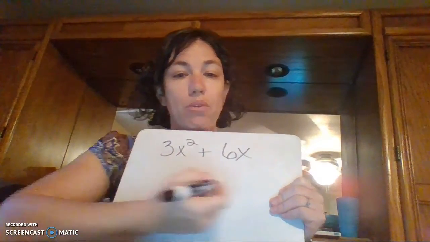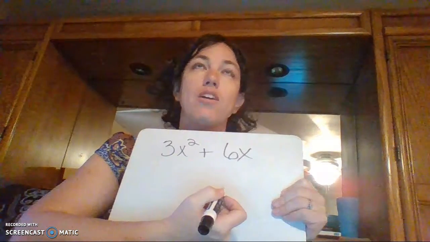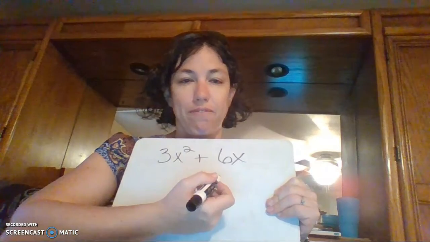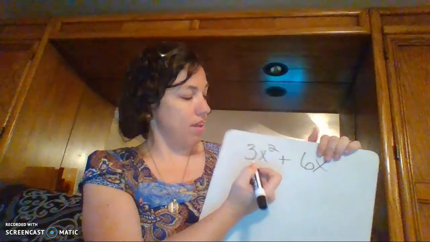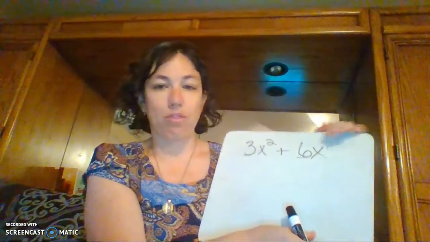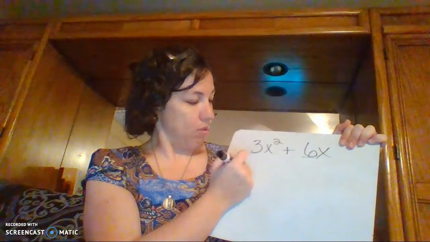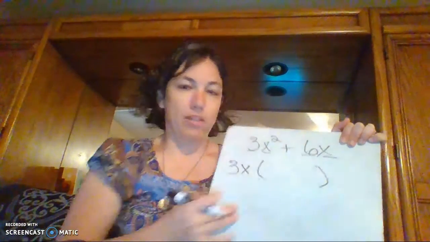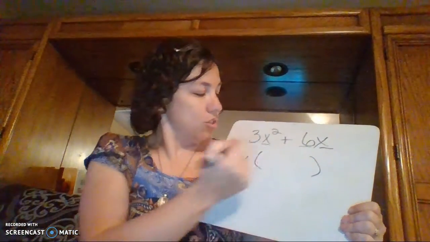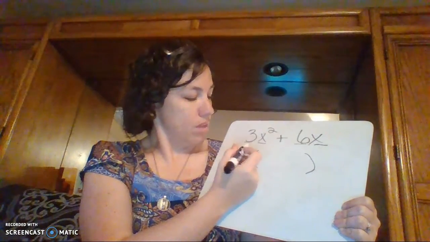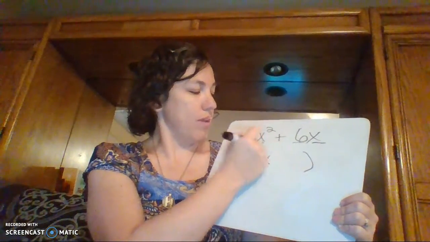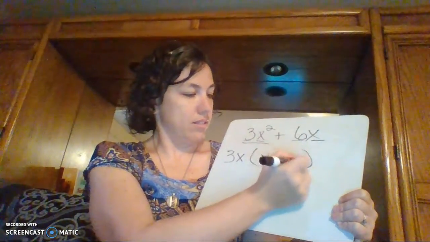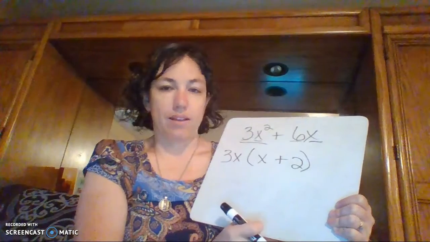You're looking at what they both have in common, and when I say in common, they have to have the same kind of factors. So these can both be divided by 3, so I can pull out a 3. These can both be divided by x, so I pull out an x. That's basically what I'm doing, 3x. So then, 3x times x would make 3x squared, and 3x times 2 would make 6x.